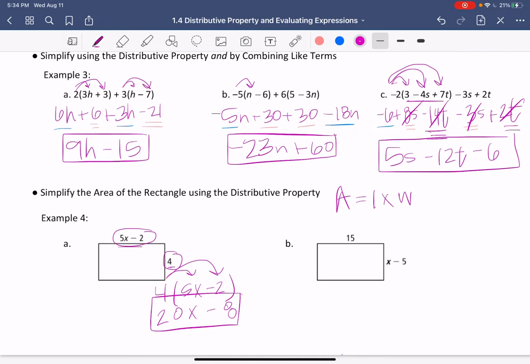All right, now let's look at B. So we still want to do the same thing, length times width. So we're going to do 15 times x minus 5. Right, and you could write it either way. Just think back to that problem we solved earlier. So if you had x minus 5, you could still say times 15. But you would just be then distributing it backwards. All right, so we have 15 times x. That gives us 15x. And 15 times negative 5 is negative 75. So 15x minus 75.